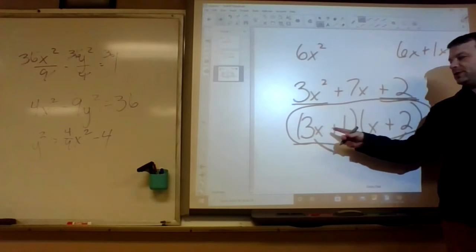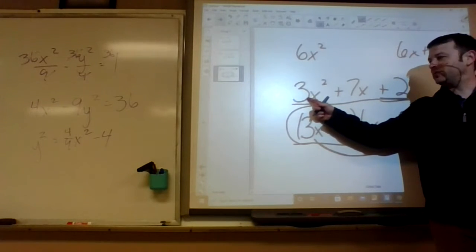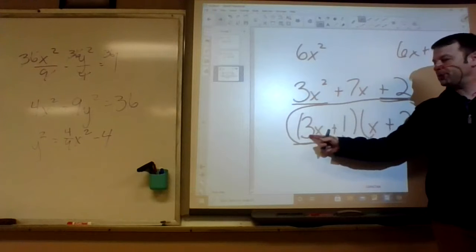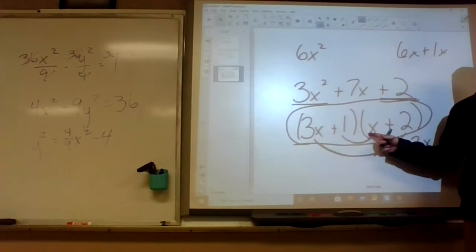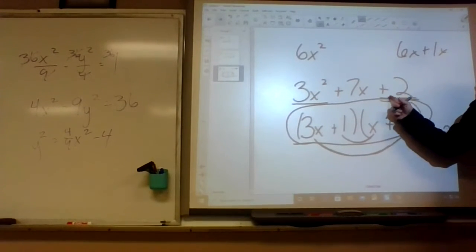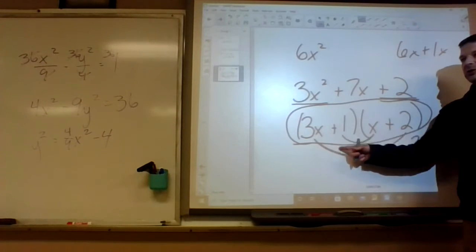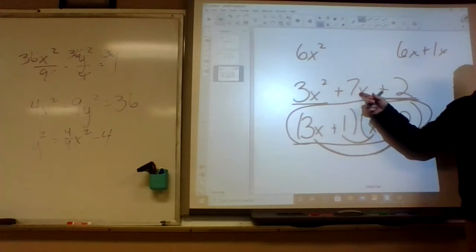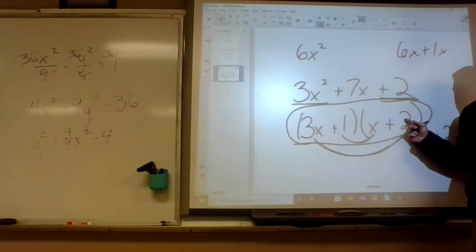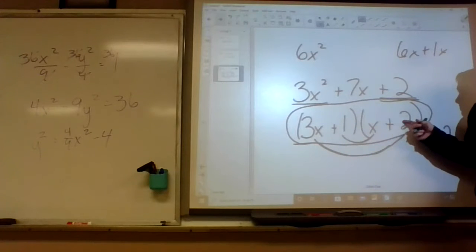Okay, so really quick review. Question number 1, what goes into 3x squared? I put that in front. Question number 2, what goes into 2? I put that in the back. Question 3, when I FOIL, outside, inside, does that give me the middle term? If not, which it didn't, I had to switch something. So I switched the 1 and the 2.